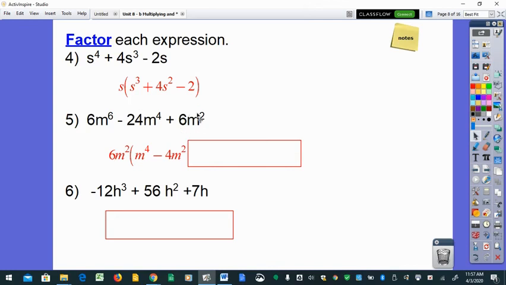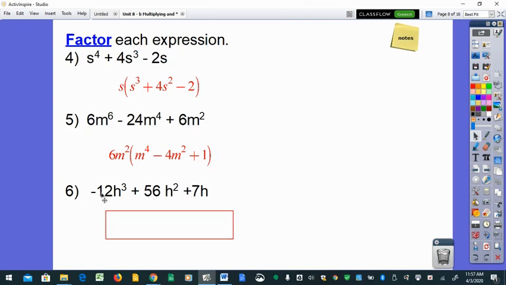And then finally out here, it's kind of like, well, what do I multiply 6m squared by to get it back again? Don't just leave a blank. It's a factor of 1. So again, as we do the distributive property, 6m to the 6 minus 24m to the 4th plus 6m squared.